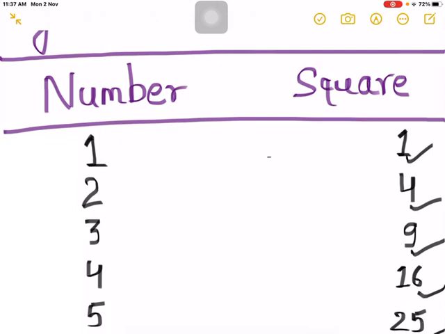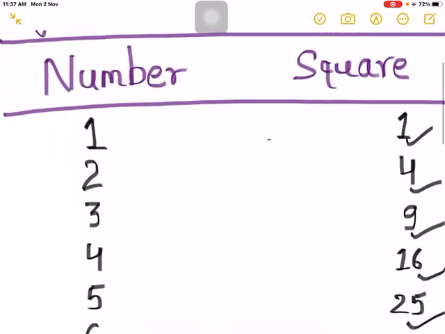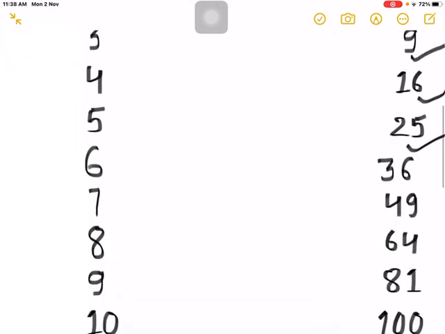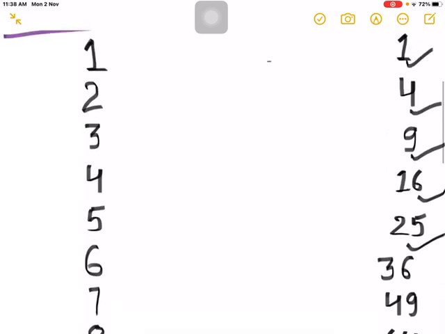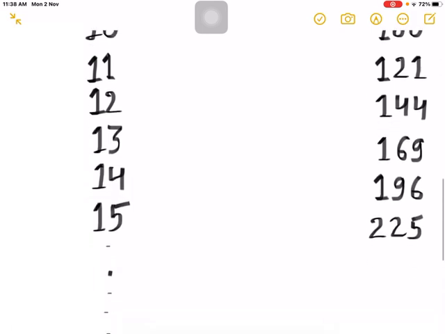value of the square of a number. We have learned to find the value of the number square, like the square of number 1 is 1, the square of number 2 is 4, 3 is 9, 4 is 16, 5 is 25, 6 is 36. Square means to multiply the same number, isn't it? 6 into 6 is 36, 7 into 7 is 49. These are the squares of the numbers. Here we have discussed in detail in our previous class.